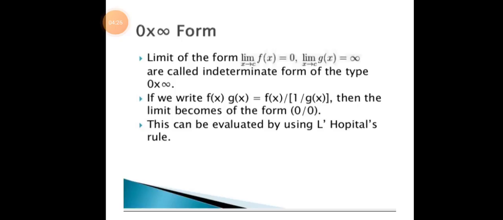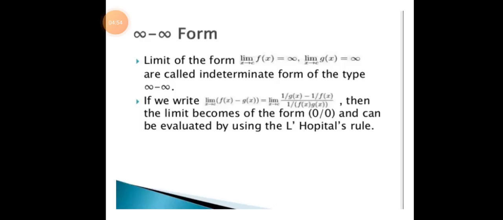Limits of the form where the limit of f(x) equals 0 and the limit of g(x) equals infinity are called indeterminate form of type 0 times infinity. If we write f(x) g(x) equals f(x) divided by 1 over g(x), then the limit becomes of the form 0 over 0. This can be evaluated by using L'Hopital's rule.